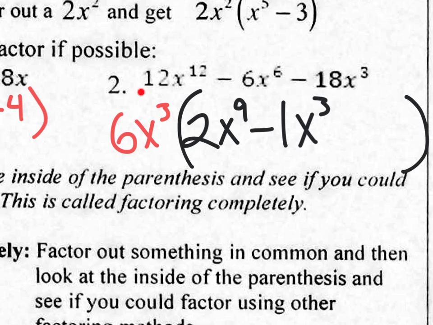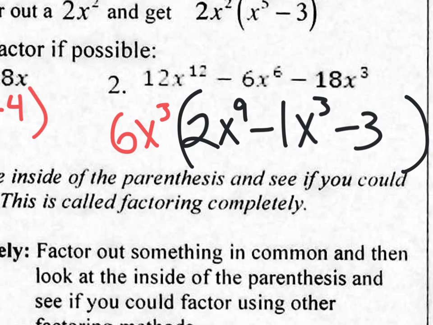And now for the last term, this whole thing, 6x to the 3rd times what will get you back to the negative 18x to the 3rd? That will be a negative 3 starting out, because the 6 times negative 3 will get us that negative 18. And how about x's? Well, how many x's are up here? X to the 3rd. We already have x to the 3rd here. So x to the 3rd times what will get us x to the 3rd? You don't need to put anything, right? That's it. And that's your final factored form.